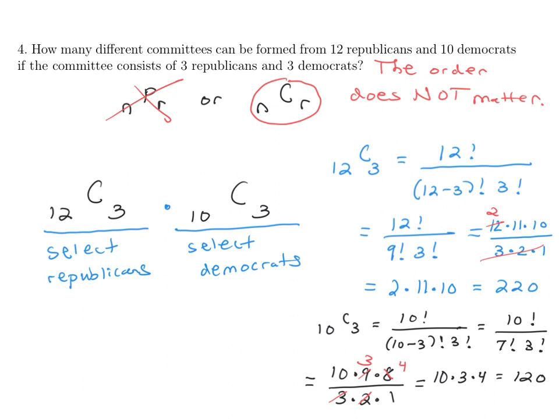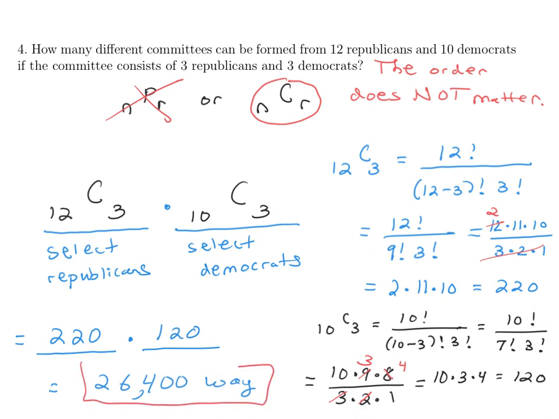So what is the final answer to this problem? Well, the number of ways that you can select the Republicans was 220. We're multiplying that by the number of ways that you can select the Democrats, which was 120. If you take the product of those 2 numbers, 220 times 120, that is 26,400. So 26,400 ways. It is that many ways that you can make this type of committee based on the people you are choosing from.